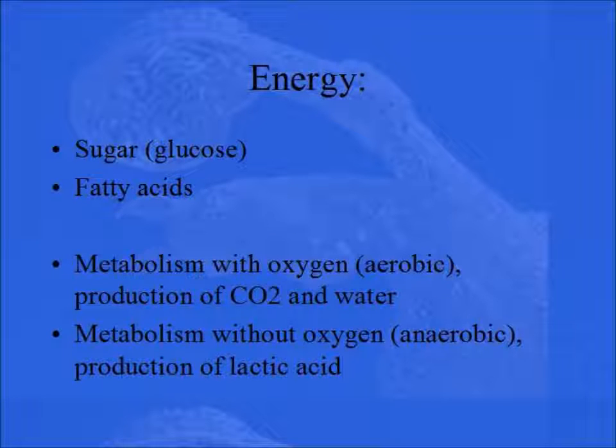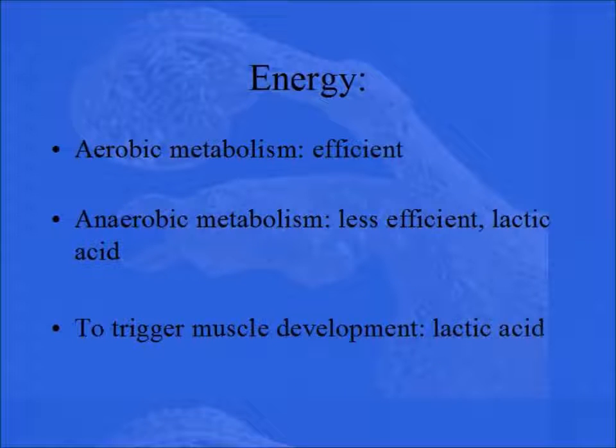The energy that we need is quite often in the form of sugar. Also fatty acids can be used. And we have two ways of using that energy. One is with oxygen, what's called aerobic. And then we have another way when there is no oxygen available anymore, what's called anaerobic metabolism, and that produces lactic acid. That's really important because the lactic acid is really going to trigger things. The aerobic metabolism is very efficient. The anaerobic is less efficient, and it produces this lactic acid, which triggers the muscle.